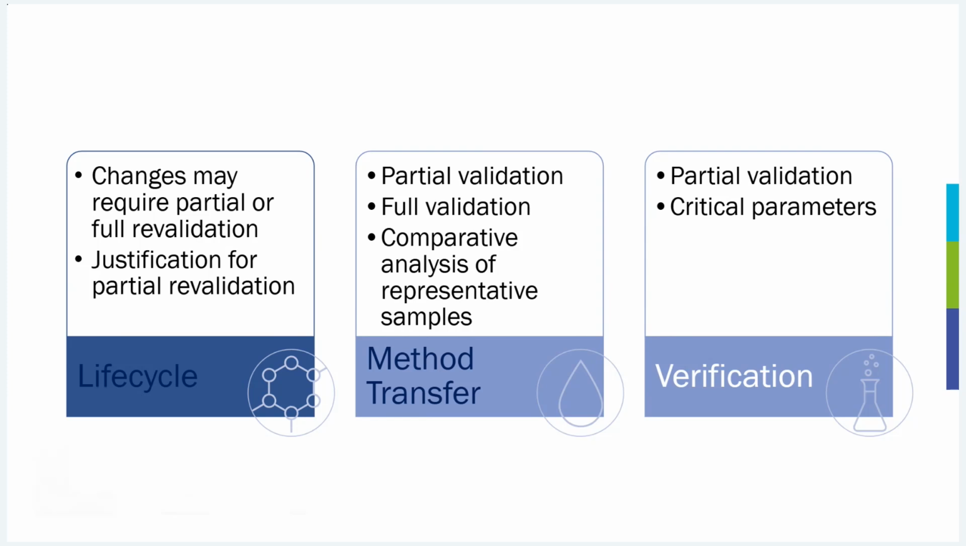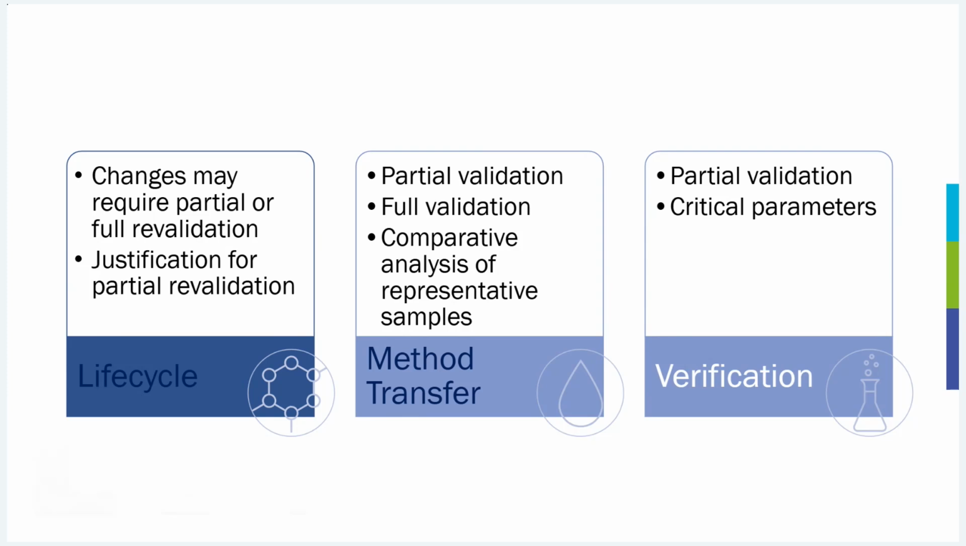Method transfers are when you're taking a method from your lab and transferring it over to another lab. An example of that is an analytical development lab transferring to a QC lab. It might be based on your knowledge of the receiving lab. Maybe the receiving lab has the same instrumentation. Maybe it's your QC lab, and you really have a good understanding of their capability, their knowledge. Maybe they have prior experience. Really, you just need to do a comparative analysis of a sample. The analytical development lab tests the sample 6 times, the receiving lab, the QC lab, tests it 6 times, and you compare it.